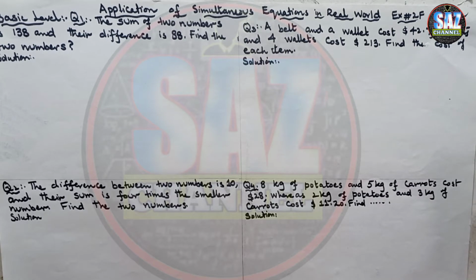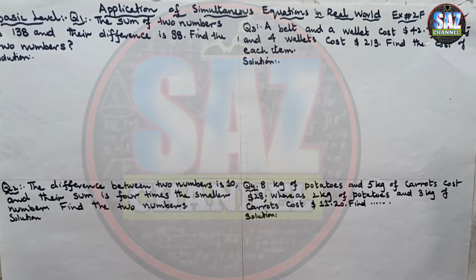This is my first lesson of D2, chapter number 2, exercise 2F, that is about the application of simultaneous equations in the real world. Before going to the lesson, it's really important to integrate the lesson with the previous lesson because for better understanding of mathematics, it's important to have the integration with the previous lessons. Let's move to the basic level, question number 1.